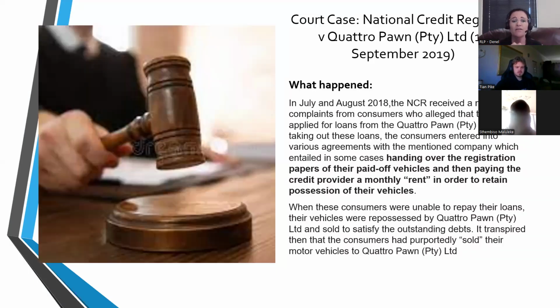Okay, cool. So this is the last court case of the day, guys. And this was a court case between the National Credit Regulator versus Quatro, and it happened in September 2019. So just to think about it clearly, the fact that the National Credit Regulator made a case against this company tells me that they probably received multiple complaints about this company. They decided to investigate themselves, and then ultimately they lodged a complaint against this company as well and gave the court the opportunity to decide what happens with this specific company.